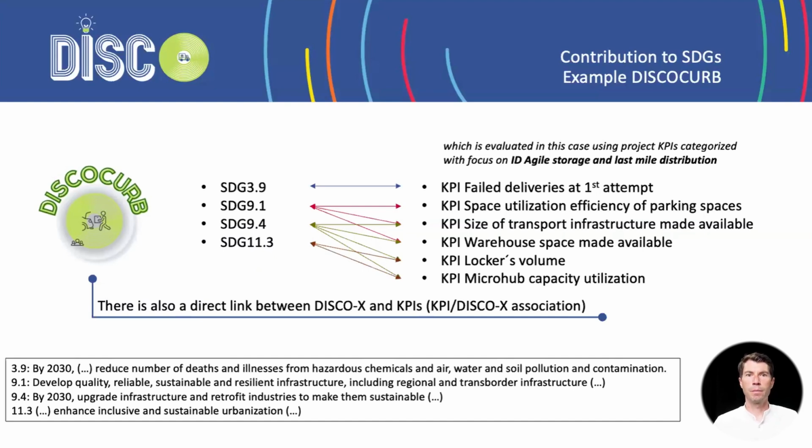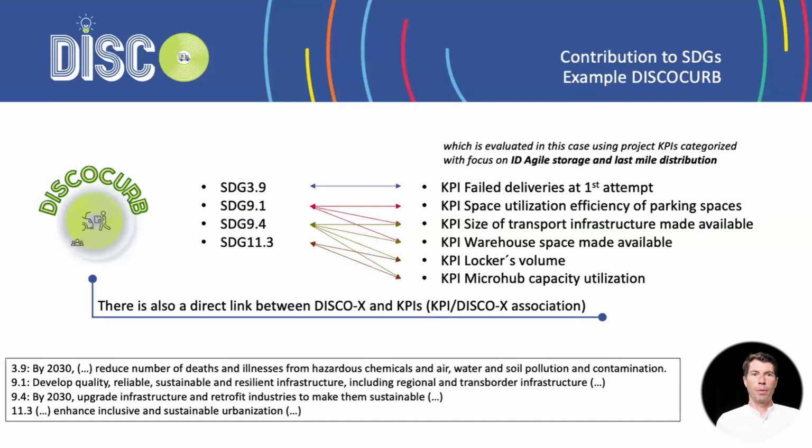This approach now makes it possible to establish the link between the SDGs at target level, the KPIs, and the DISCO-X measures implemented. As an example from DISCO-X, the DISCO curve tool can be traced to the relevant SDG targets. We take example SDG 3.9 again, which traces to the KPI failed deliveries at first attempt. But there is a one-to-many relationship between SDGs and KPIs, meaning that SDGs can trace to more than one KPI.